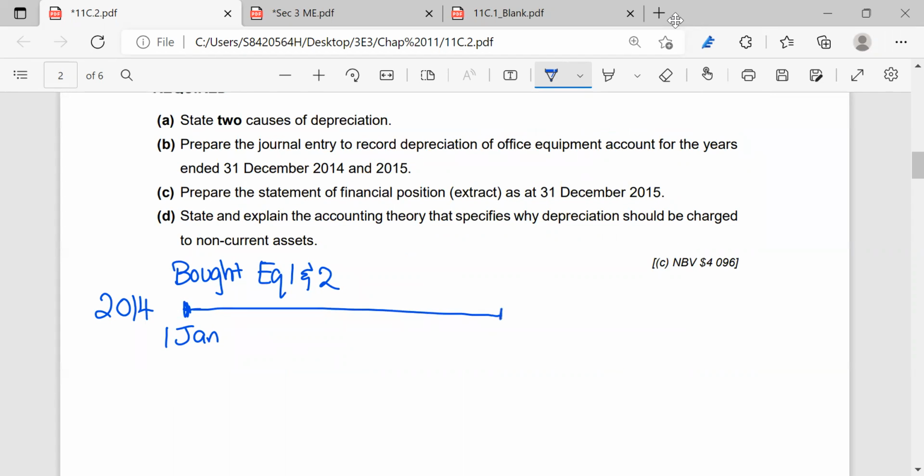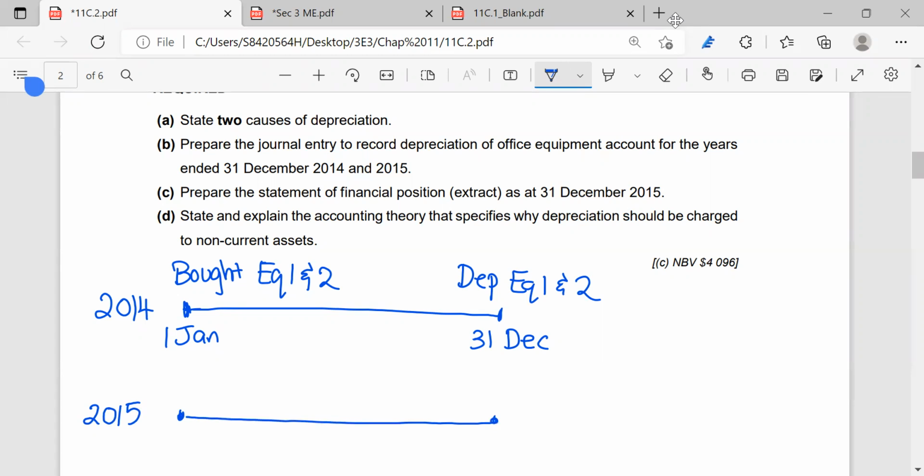On the last day, 31st December, you will do depreciation. So you will depreciate whatever you have. You depreciate EQ1 and 2. In 2015, nothing much happens in between the year. It's also first day and last day only.